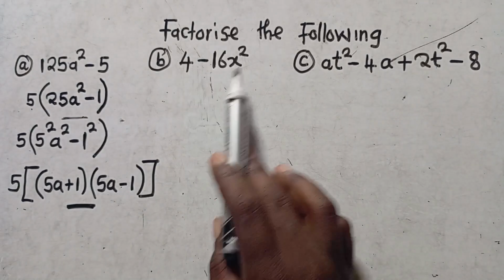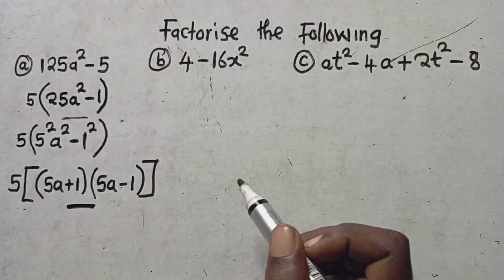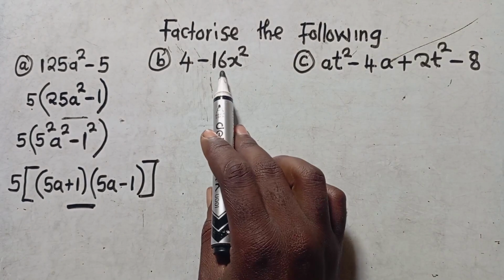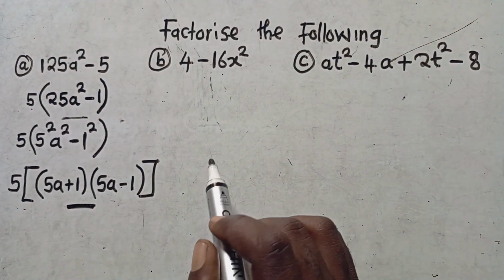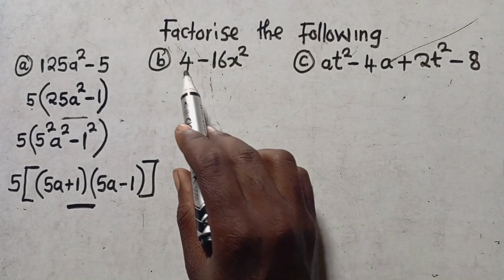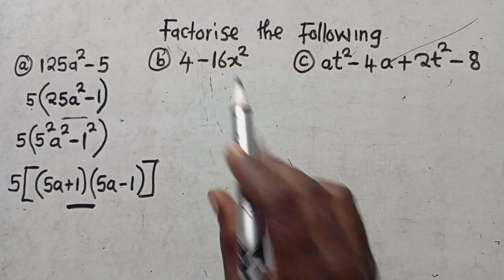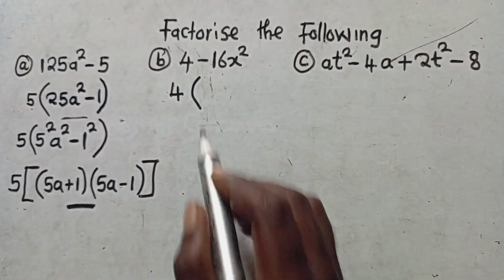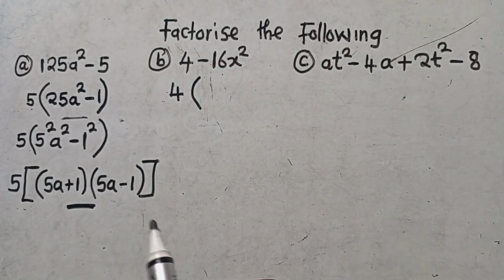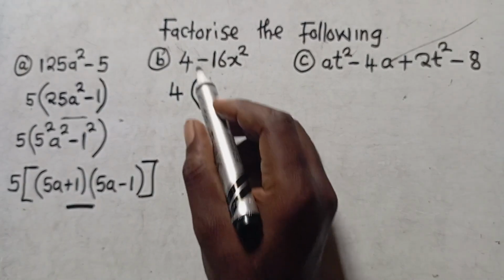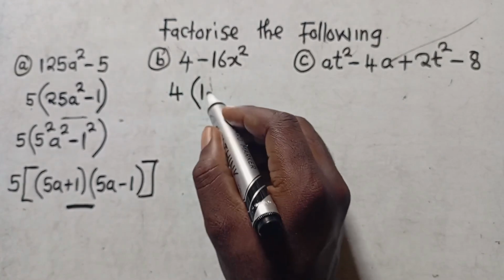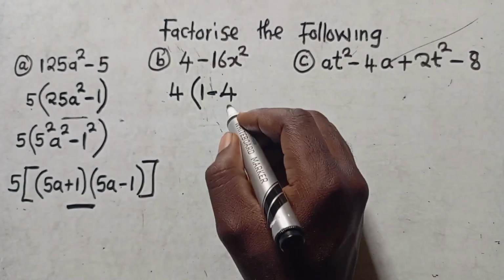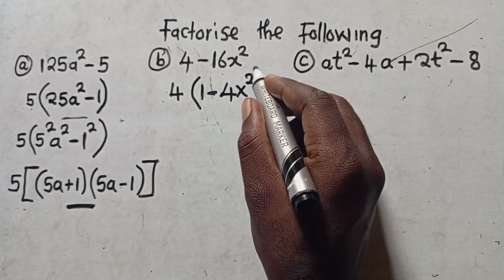I proceed to a question like this one. You should not start by saying 4 is a perfect square, 16 is a perfect square. No, you make mistakes. The first concept, you say which number can go into 4 and 16? It is 4. So you put a 4 there. There is no letter here, which is why I'm just concentrating on the numbers. So from here, 4 into 4 is 1, minus 4 into 16, that is 4, then x squared.